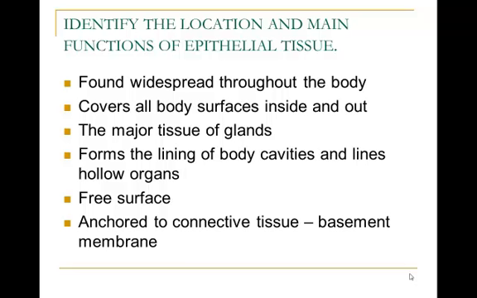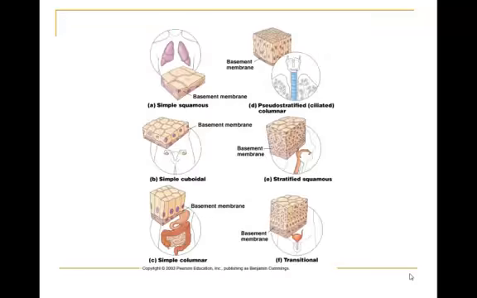They're the major tissue of our glands, okay? They line our body cavities and hollow organs. And one of the specialized features is that they're anchored to a basement membrane. There's just some examples right there, and we'll find them in the lining of our lungs, in the lining of our throat, in our bladder, in our bowel. We're going to talk about all of those.